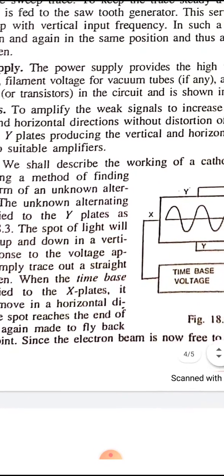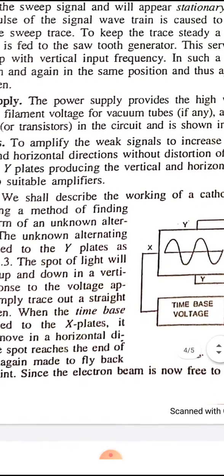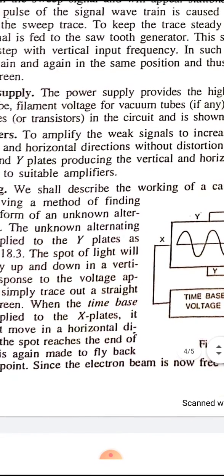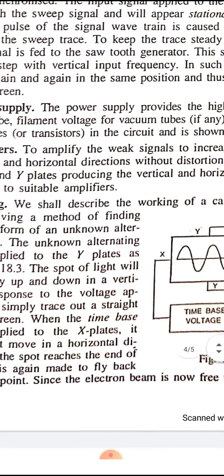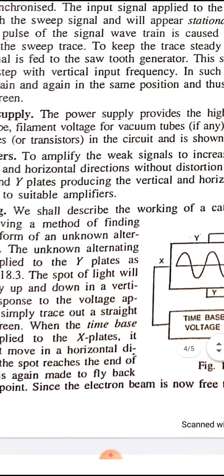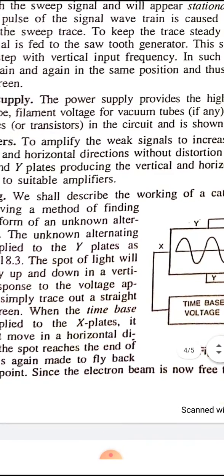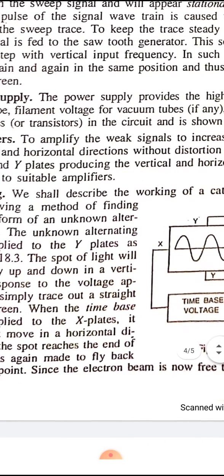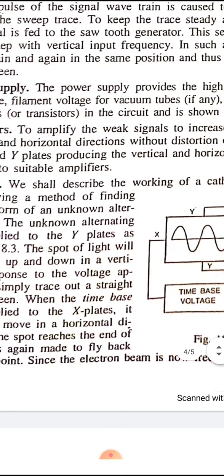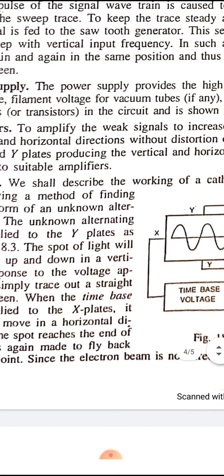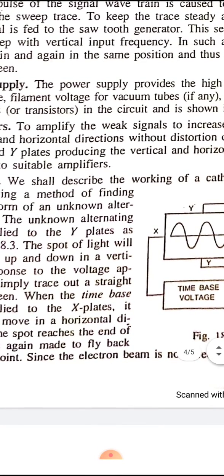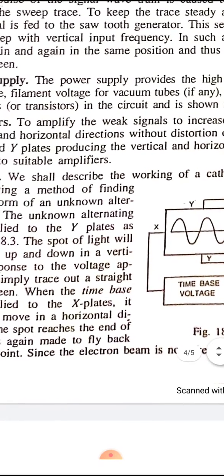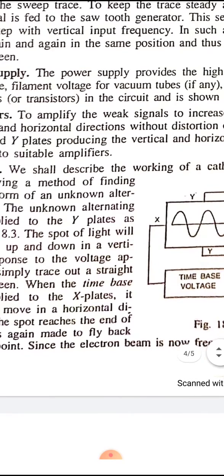We shall describe the working of a cathode ray oscillograph by giving a method of finding out the waveform of an unknown alternating voltage. This unknown alternating voltage is applied to the Y plates as shown in this diagram. The spot of light will move vertically up and down in a vertical line in response to the voltage applied and will simply trace out a straight line on the screen.